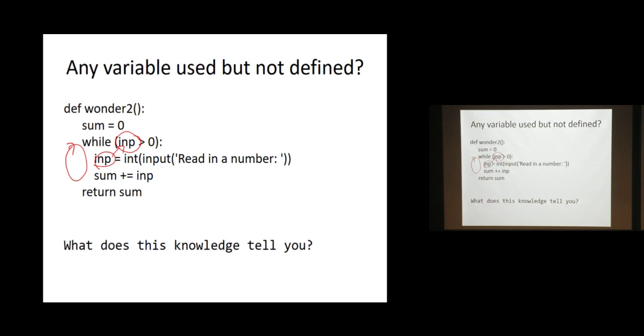Correct? But the first time you go into this loop, before you go into this loop, you check whether IMP is greater than 0 or not. What is IMP then? Not defined, right? So what happened to this program? Error. Python will say that you cannot run this program because IMP is not defined. Does it make sense? Okay? So when a variable is used but not defined, it's very dangerous.